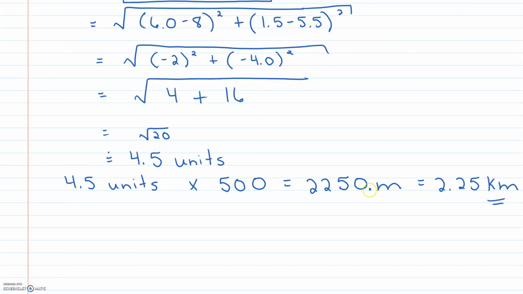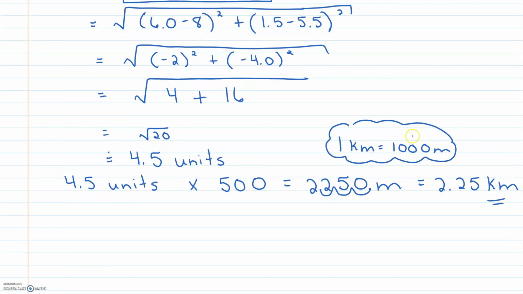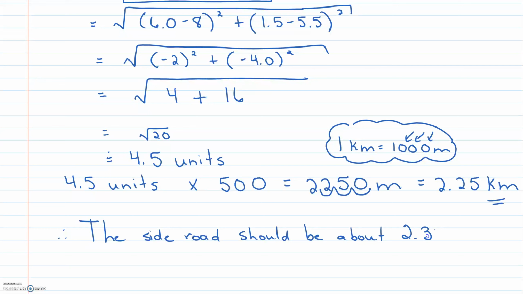The way I did that, I took my comma that was kind of invisible, and I moved it 3 spots to the left, because in 1 kilometer, there is 1,000 meters. Okay, so that's why I moved it 3 spots to the left, because there's 1, 2, 3 zeros, to make it a bit quicker. We need a concluding sentence after all of this work. Therefore, the side road should be about, and let's round this to 1 decimal, 2.3 kilometers. I rounded up to a 3 instead of keeping it 2.2 because of the 5.